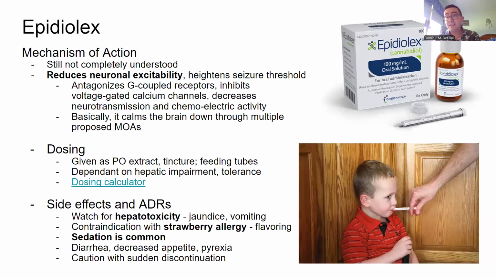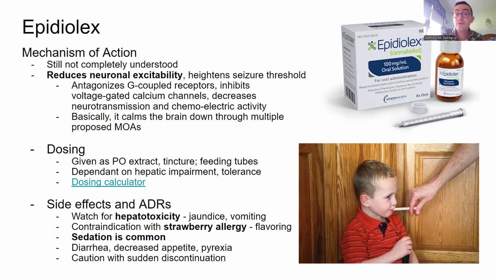Now, the mechanism of action is still not fully understood. However, we know it broadly reduces neuronal excitability and it heightens the seizure threshold, meaning the seizure threshold in these children is generally quite low, so it's very easy to surpass and then they get a seizure. So it makes it harder for the body to overreact, for that chain reaction to start in the brain, which sets off a seizure. So basically, it calms the brain down through multiple proposed mechanisms of action.